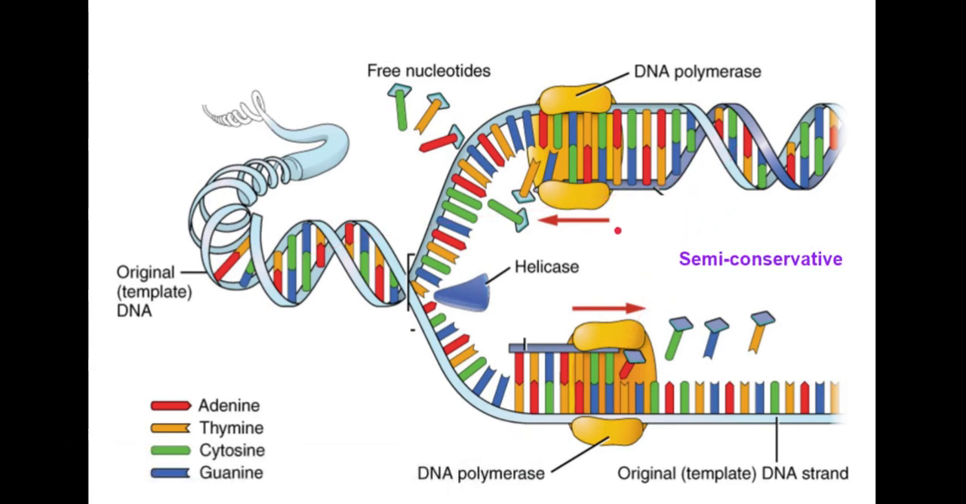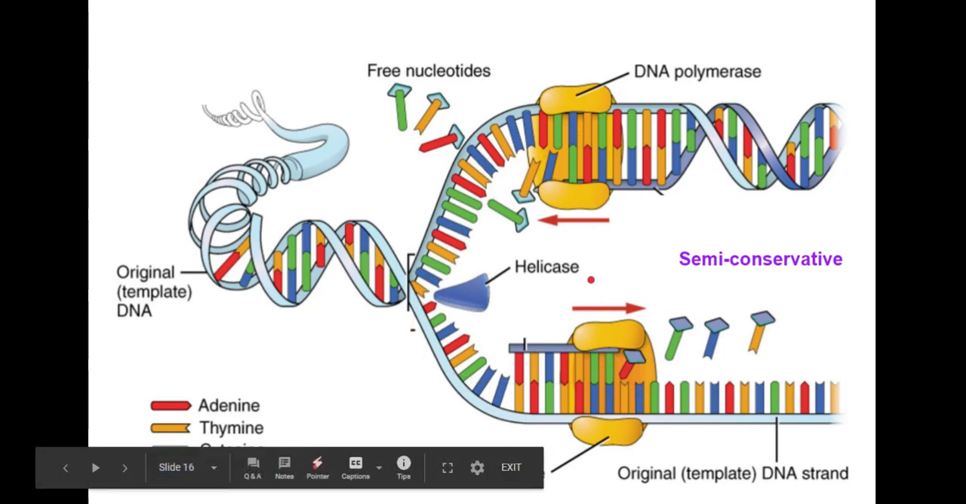Now this process is called semi-conservative, and here's what that means. The word semi means half, and conservative means to save. So basically what that means is we are saving half of the original, or half of the parent strand, and it's being used in each of the daughter strands. So here's the parent, and here's the parent.